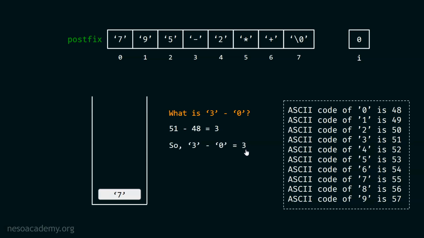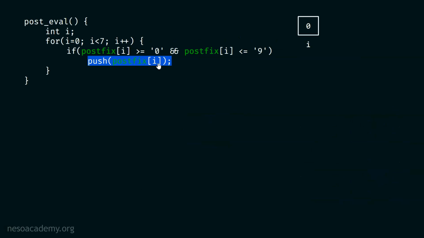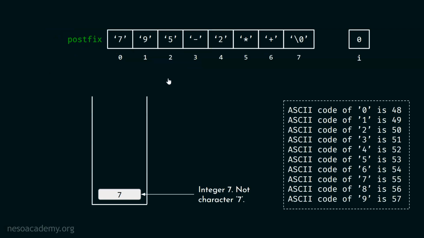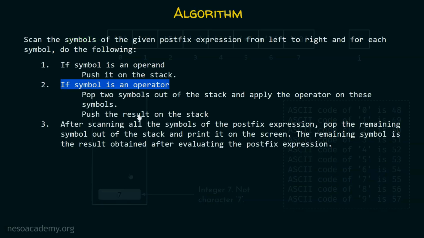Now I hope it is clear to you what the result of character 7 minus character 0 is. It is definitely 7, right? So we would be able to extract 7 from this character 7 after subtracting character 0 from it. Therefore, in this case, we have to subtract character 0 from postfix of I. So instead of pushing postfix of I, we will push postfix of I minus character 0. Now it is making sense, right? So we're done with the first part, isn't that so? And here you can see integer 7 is pushed and not the character 7. We are done with this part.